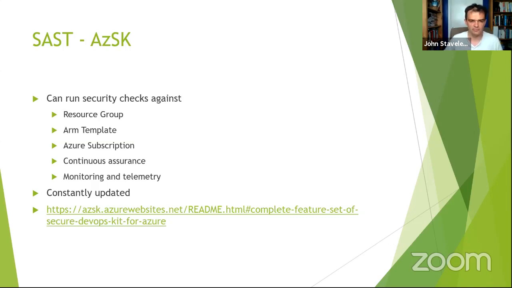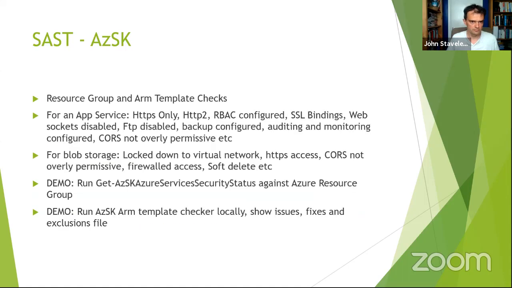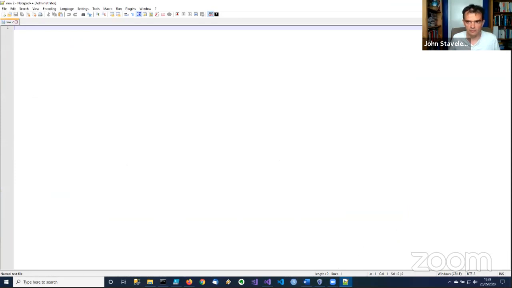So this looks for odd changes, for instance, and has a lot of security telemetry. It's constantly updated, so when you run it, there'll be a big pause as it downloads the latest rules, and there's a link to it. Right, so we're going to be looking at the first two, to check the resource group and ARM template checks. Actually, I'm going to run it because it takes a while.